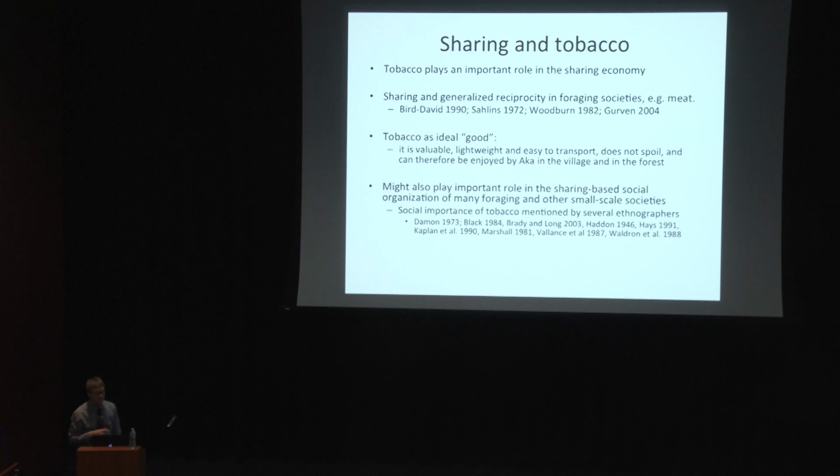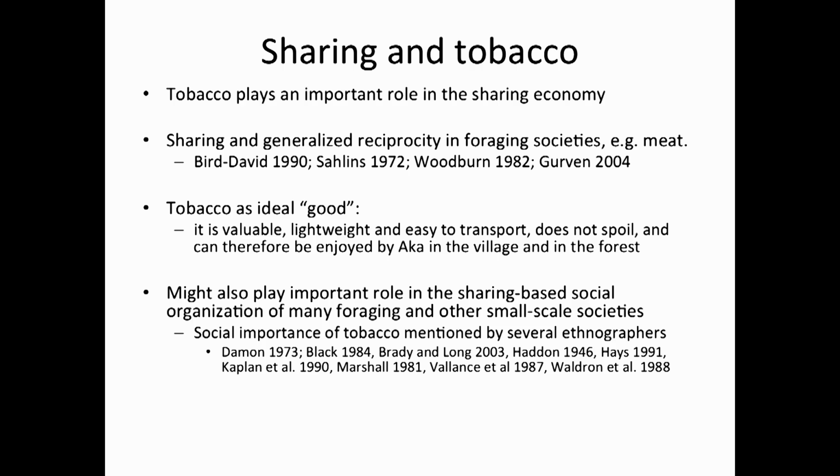But tobacco and other products are actually an ideal good that can be shared. They are highly valuable, lightweight, easy to transport, and they don't spoil, and so they can be shared by Aka in the village and in the forest. They might also play an important role in the sharing-based social organization of many foraging and other small-scale societies. This has not been part of the theory of hunter-gatherer sharing, but the social importance of tobacco and other substances is mentioned by a lot of ethnographers.